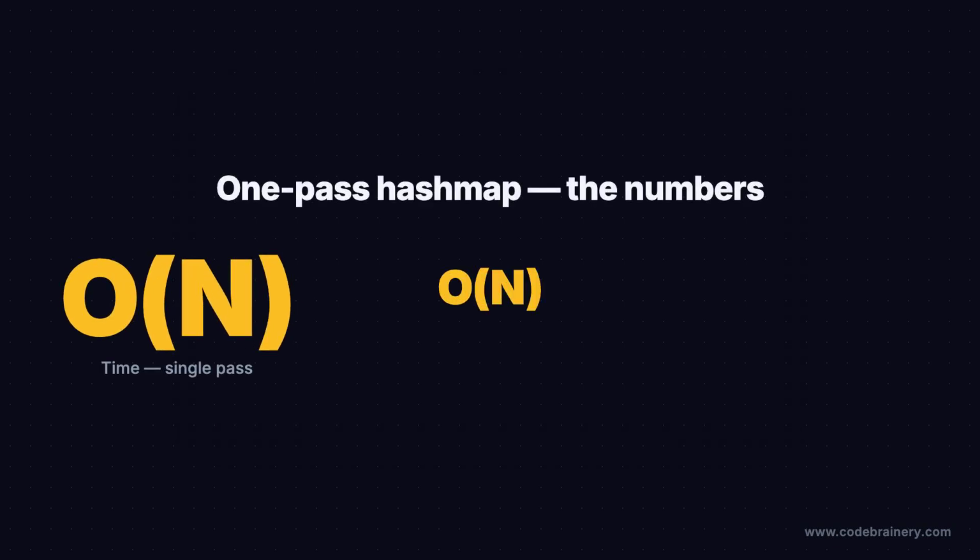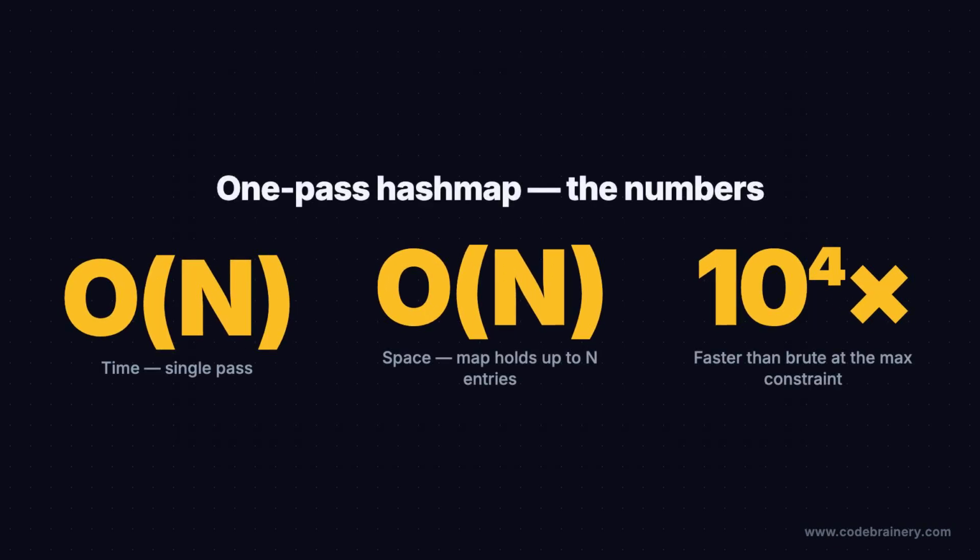The numbers. Time complexity. O of n, 1 pass through the array. Space complexity. Also O of n, the map can hold up to all elements in the worst case. We traded space for time. In interviews, that is almost always the right trade.